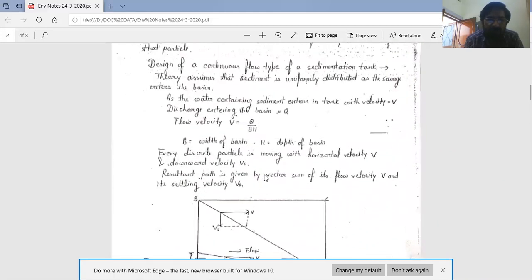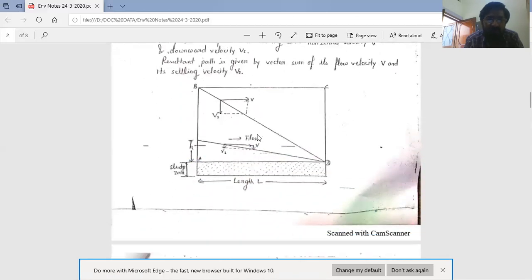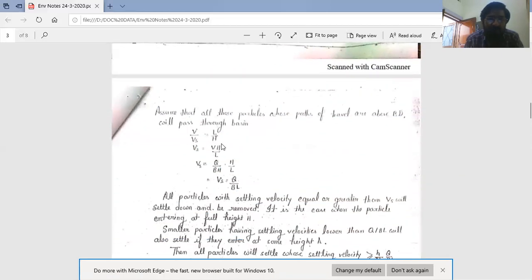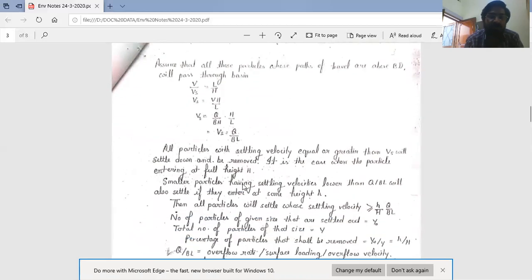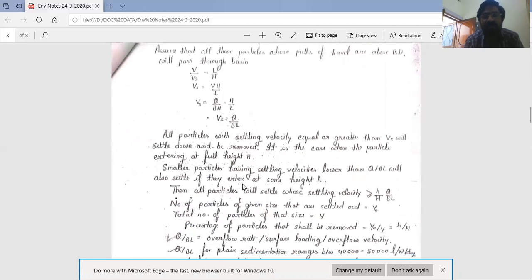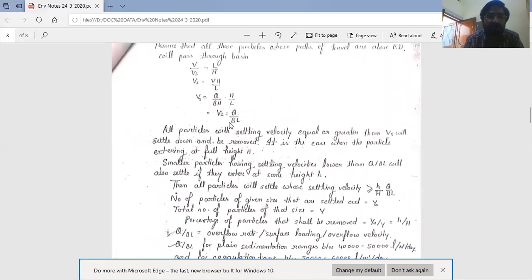Flow velocity V is equal to Q upon Bh. This value is put in place of V. So Vs is equal to Q upon Bh into H upon L. H cancels. Vs is equal to Q upon BL. The settling velocity of particles in a sedimentation tank is discharge upon surface area.